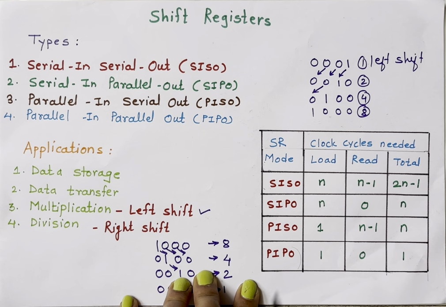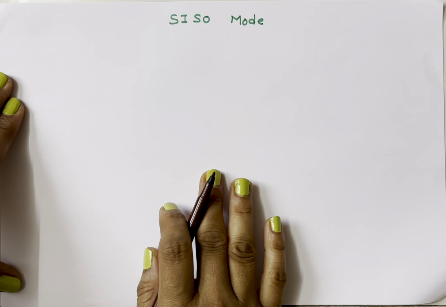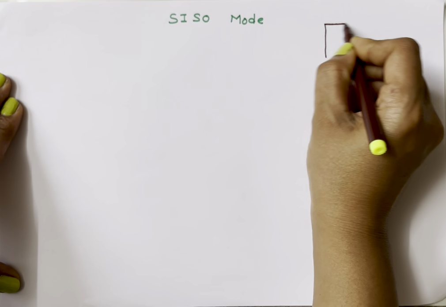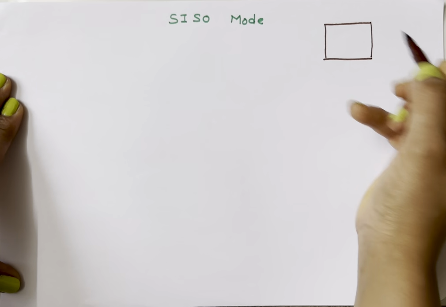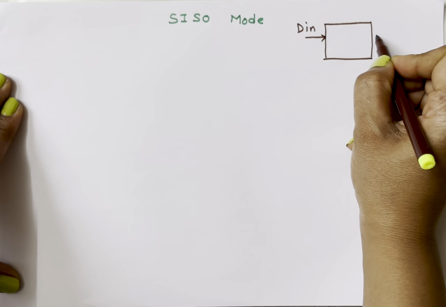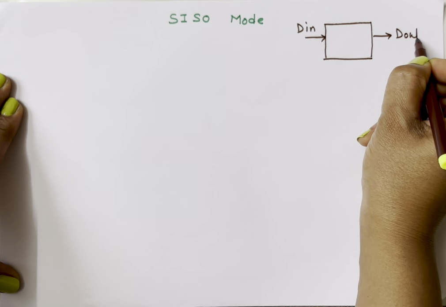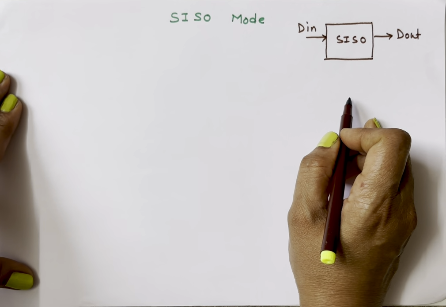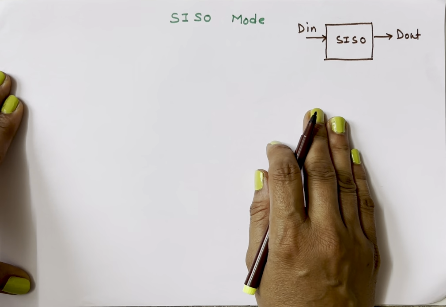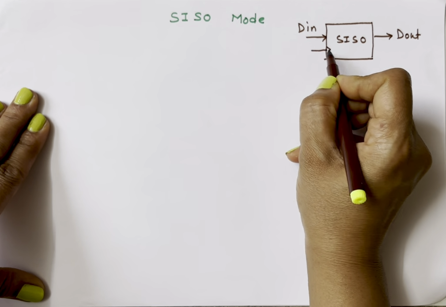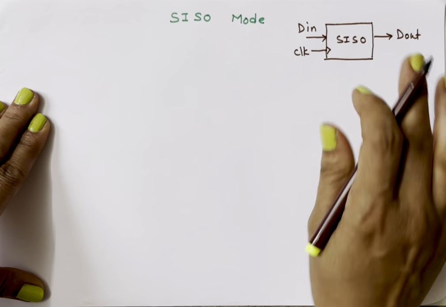So let's start with the first type, that is serial in, serial out. I'll take the example of a 4-bit serial in, serial out shift register. So the simple block diagram is this. It has serial data input. So this is D in. Data comes out serially. So this is D out. This is SISO. And this is a sequential circuit. It has D flip-flops. We use D flip-flops in shift registers. One more input is the clock input. So this is the SISO shift register.